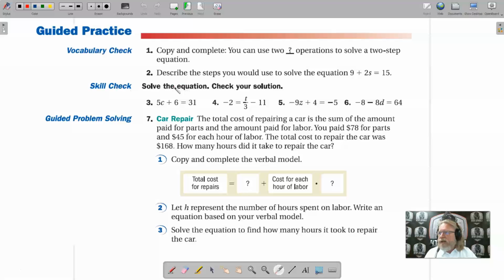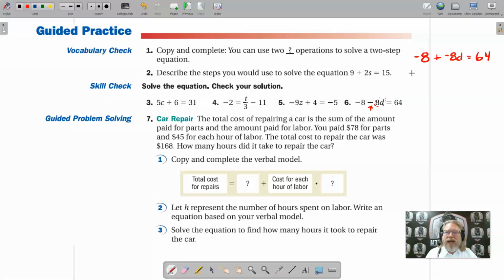Let's do a skill check here. Let's solve the equation, and also it says to check our solution. Let's go ahead and do number 6 down here. So I'm going to have negative 8, and I'm going to change this subtraction right here to addition, and then take the opposite of the next value here. So instead of positive 8d, it's going to be negative 8d. So we see that indeed we have a negative coefficient there, equals 64.